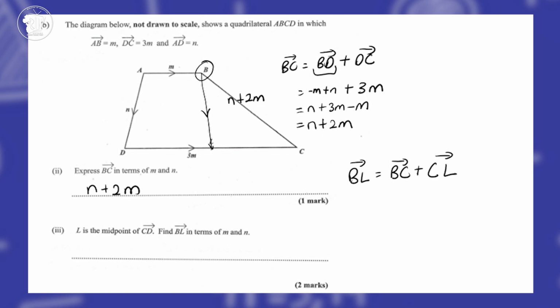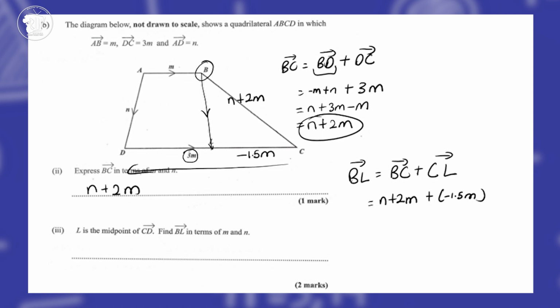So we already found BC at the top here. So we found BC to be n plus 2m, and this will be added to CL. So we know CL would be halfway of this here, but in this case we see we are going in the opposite direction. So half of 3 would be 1 and 1 over 2, or 1.5. So we can say if we're going in that direction, it would be a negative 1.5m. So we can say plus a negative 1.5m.